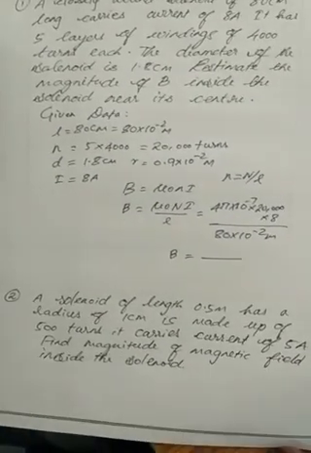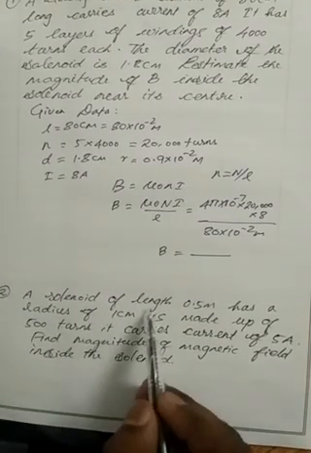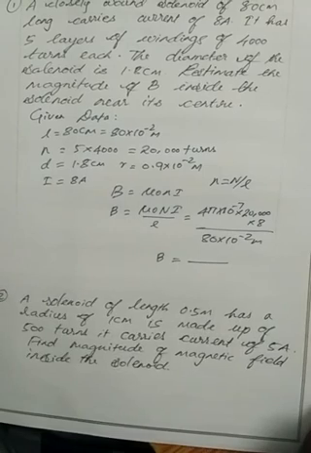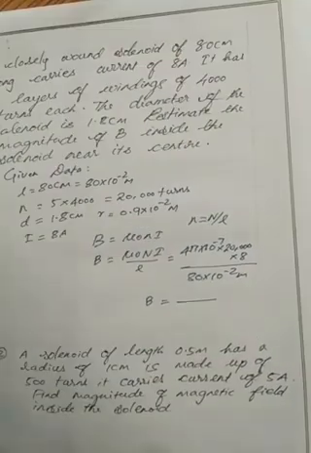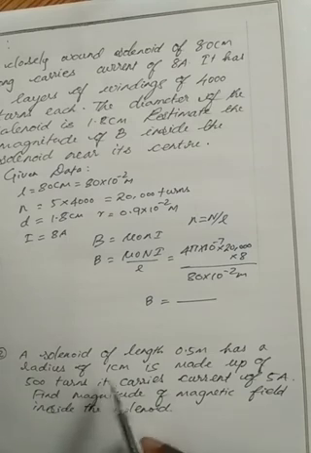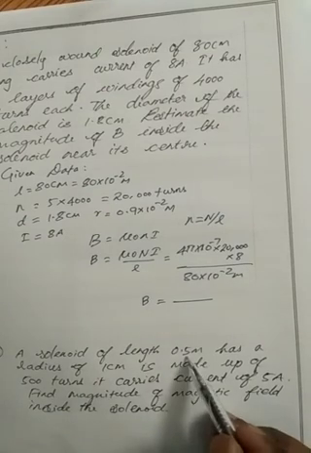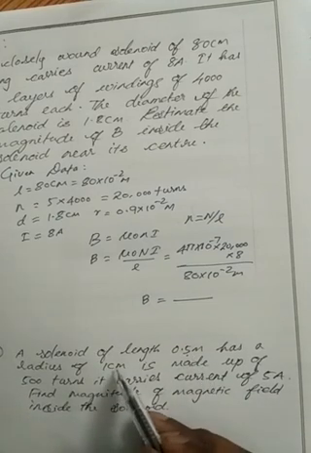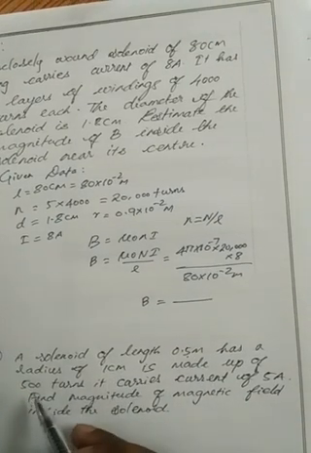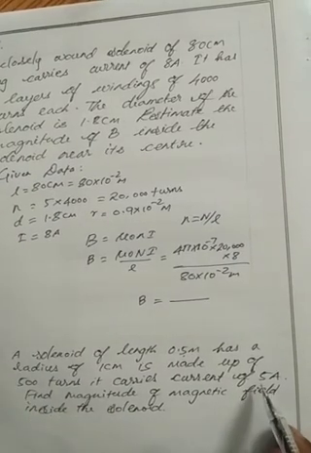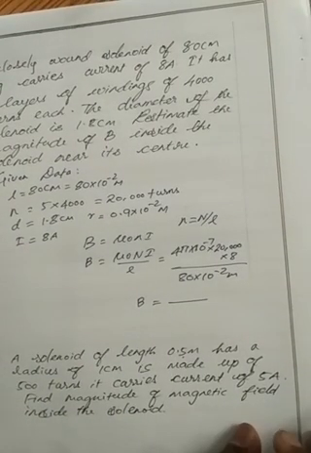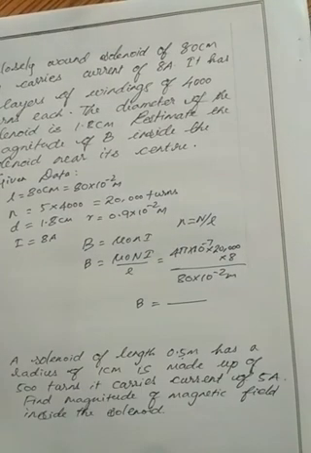Okay. So next problem, very similar. A solenoid of length 0.5 meter has a radius of 1 centimeter and is made up of 500 turns. It carries a current of 5 ampere. Find the magnitude of the magnetic field inside the solenoid. Okay. So what are the given data? Length given, and radius also 1 centimeter, and total number of turns 500, and total current 5 ampere. So all the given data you use and find the answer. Okay. Very similar to this problem.